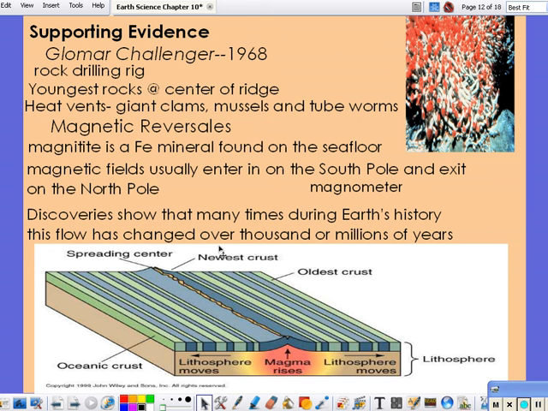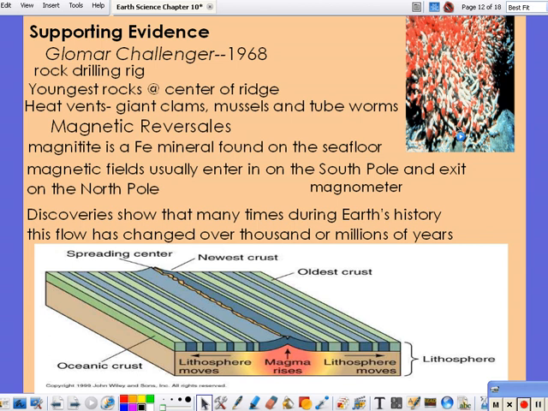They also developed some ideas of heat vents, where the heat from the internal Earth was escaping. Where they once thought that there was no life in this deep, dark ocean, they are now finding giant clams, mussels, and tube worms. Tube worms being this picture right here. They also discovered something else.